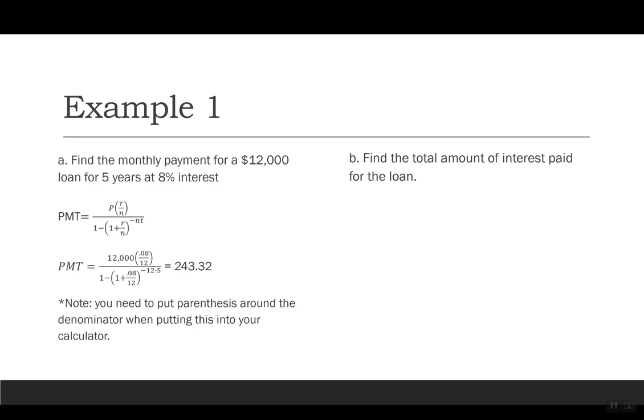When you put this in your calculator, this is a lot. So you definitely want to make sure you're using your parentheses. You want to make sure that you do whatever work you can ahead of time. So like that negative 12 times 5, you know that's negative 60. So let's just put in negative 60. And then here in the bottom, where I have 1 minus 1 plus 0.08 over 12, because it's a denominator, it really needs to have parentheses there too, or your calculator doesn't know what to do.